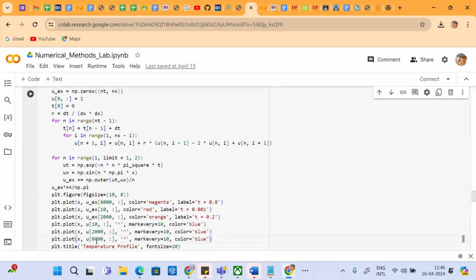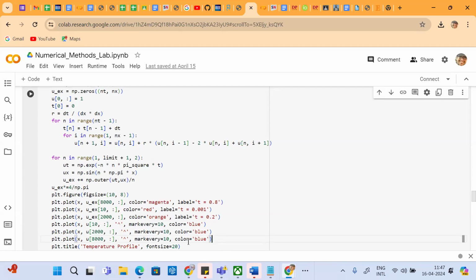So all the numerical schemes you will see in blue, and all the exact solutions you will see in different colors depending on the time. T 0.8 you will see in magenta, T 0.001 you will see in red, and T 0.2 you will see the curve in orange. And all the explicit scheme results of different time steps, I have given one color, blue.